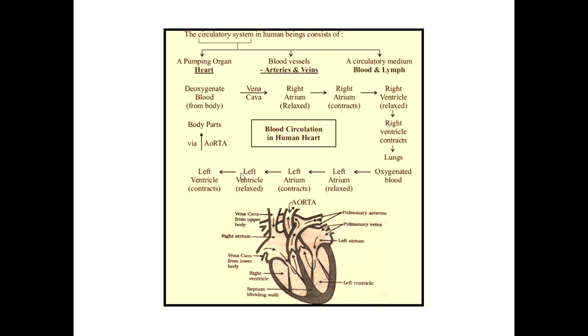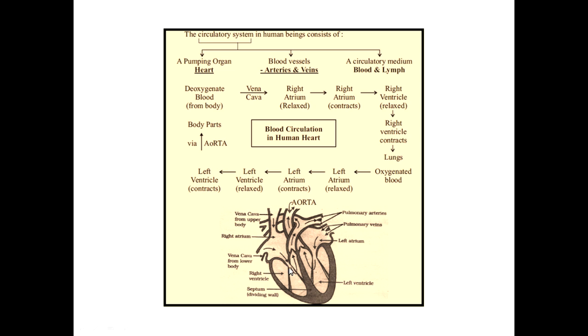We have oxygenated and deoxygenated blood. The deoxygenated blood is collected from the lower part of the body by the inferior vena cava, and from the upper part of the body by the superior vena cava, which open directly into the right atrium. So the right atrium contains deoxygenated blood. From the right atrium it is pumped into the right ventricle.